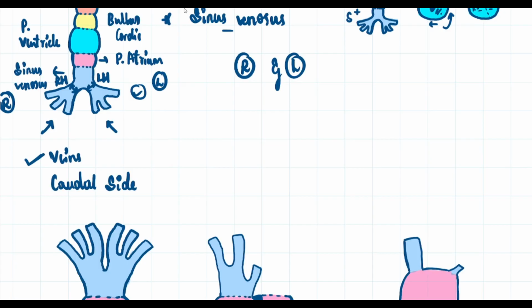Okay. Again, the left and right horns individually divide into three parts, three branches. Remember like this: C, U, V, cow. C, U, V, from lateral to medial region. Medially, they are branched into, C means common cardinal vein. You are thinking why it is common. Please remember, it will come in the further videos.